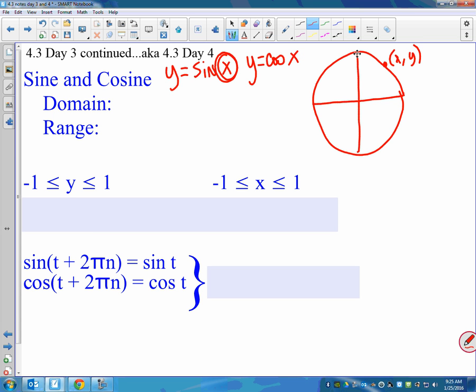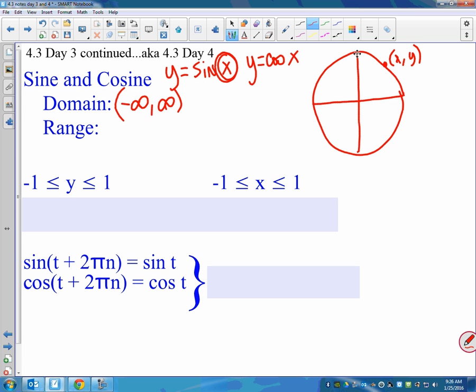Is there anything you're not allowed to plug in for an angle? Can I plug in a million degrees? Or a million radians? I could plug in any decimal, any fraction, any number into the angle, and I will always get a value back out of it. Which means if I can plug anything in for x, what does that mean the domain of sine and cosine is? All real numbers. Which is kind of cool.